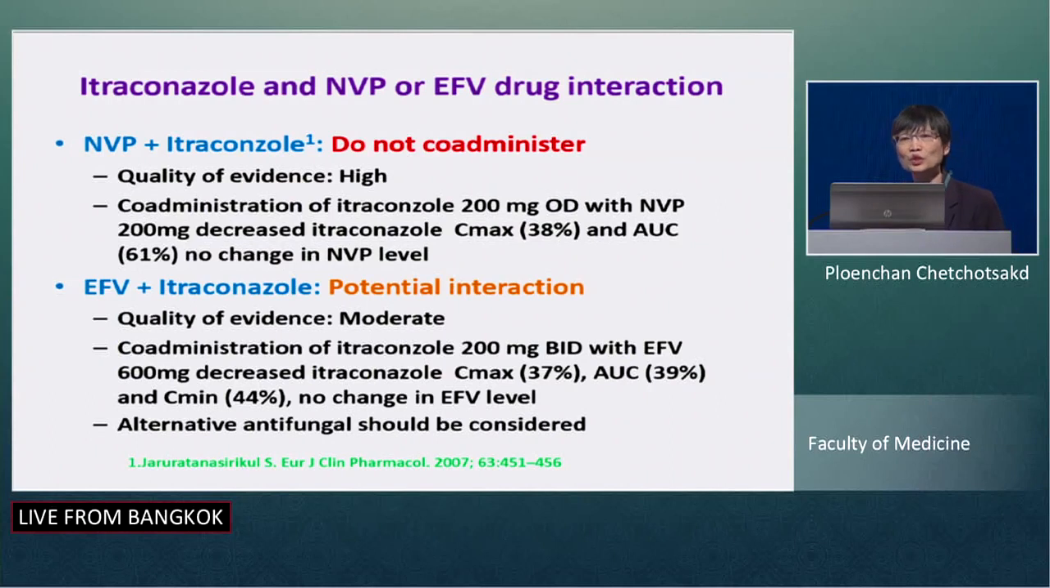This is my last slide, to remind you, since most of you, I think, still work with HIV patients with opportunistic infection. When you need to use itraconazole, you have to beware of drug interaction. Nevirapine and itraconazole should not be co-administered. The quality of evidence is high because it decreases Cmax by 38% and AUC by 61%. For efavirenz and itraconazole, there is a potential interaction. Cmax is decreased 37%, AUC 39%. So they suggest using another drug. If you cannot, you have to monitor the blood level. Okay. Thank you very much for your attention.